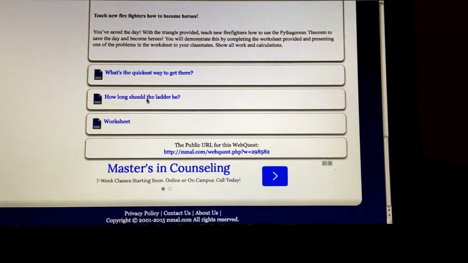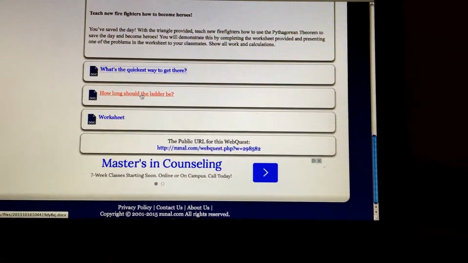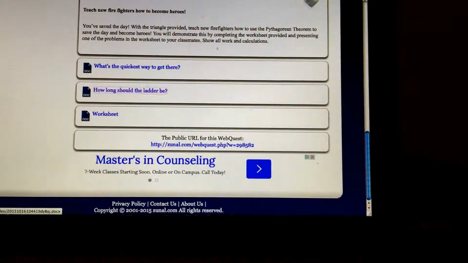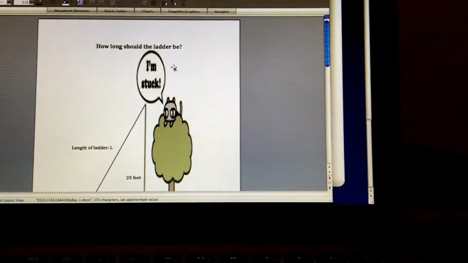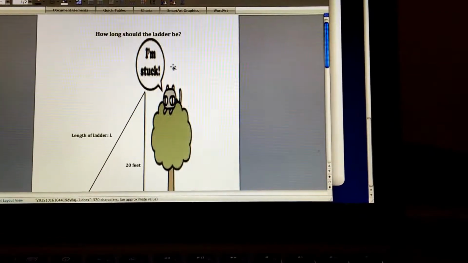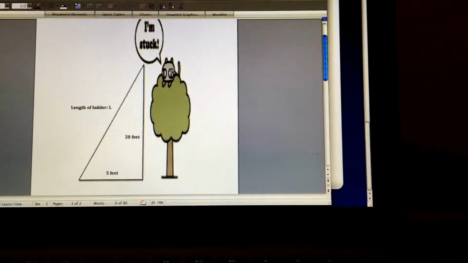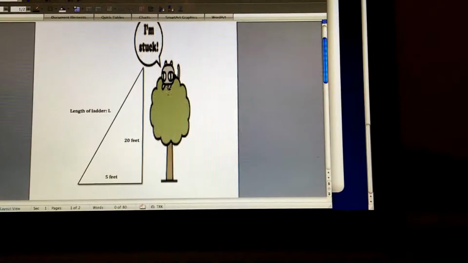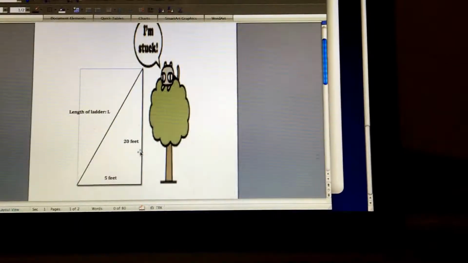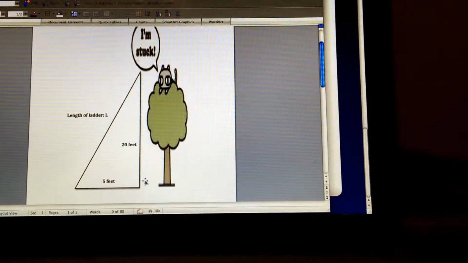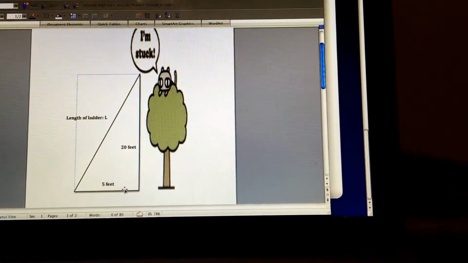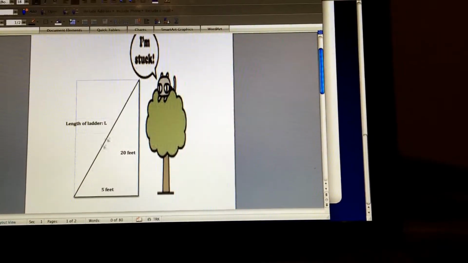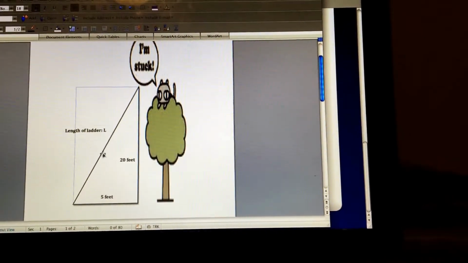How long should the ladder be? This worksheet, this problem has Mr. Whiskers on top of the tree that is 20 feet tall, and you've placed your ladder 5 feet from the tree. However, you don't know how long the ladder needs to be.